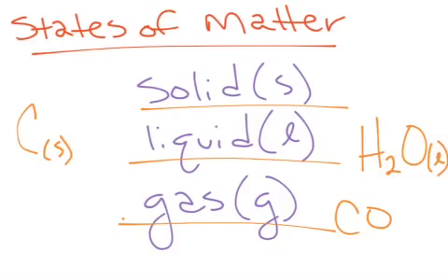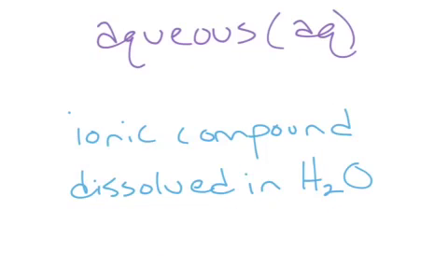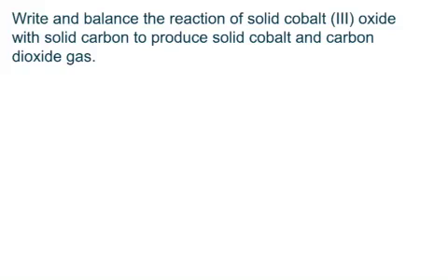If you have gaseous carbon dioxide, then you'll put a G. There is one other state of matter, which is called aqueous, and that is ionic compounds dissolved in water. So, for example, sodium chloride, if we dissolve it in water, it's aqueous. And in your book, chapter 3.11, has examples like this one where you have to write out what it says and make sure that you put the symbols, and then you have to balance it.